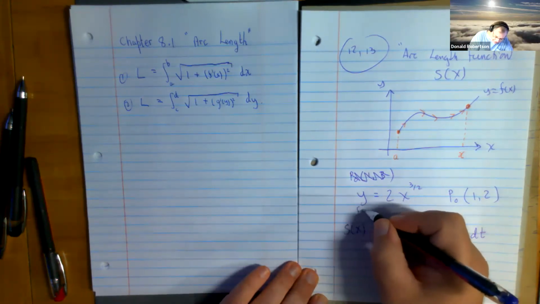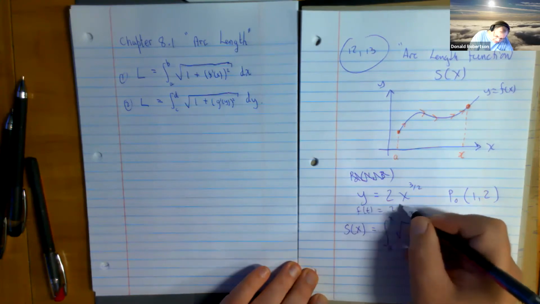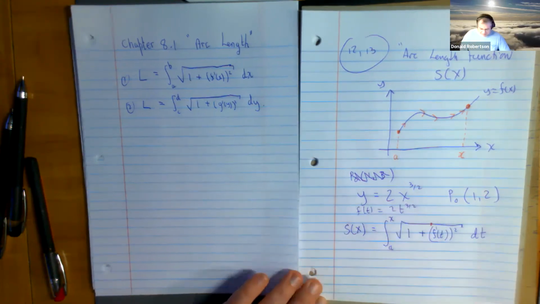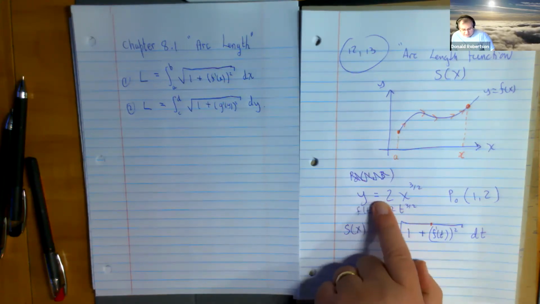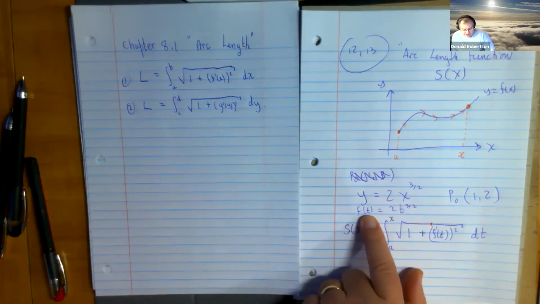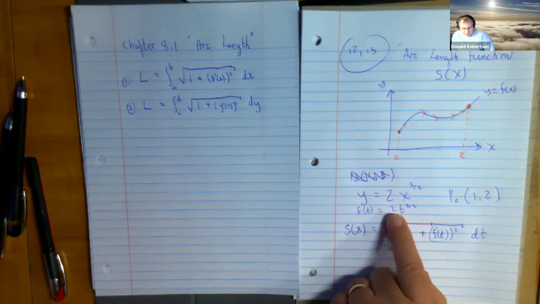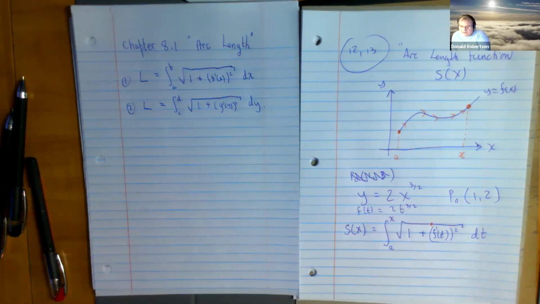See this guy here? He's f of t. Do you know variables are sometimes called dummy variables because can't you write the same relationship with x, and then if you change all the x's to t's, isn't it essentially the same formula? It's just a different variable label. So y equals 2x to the 3 halves and f of t equals 2t to the 3 halves are essentially mathematically equivalent. Right?